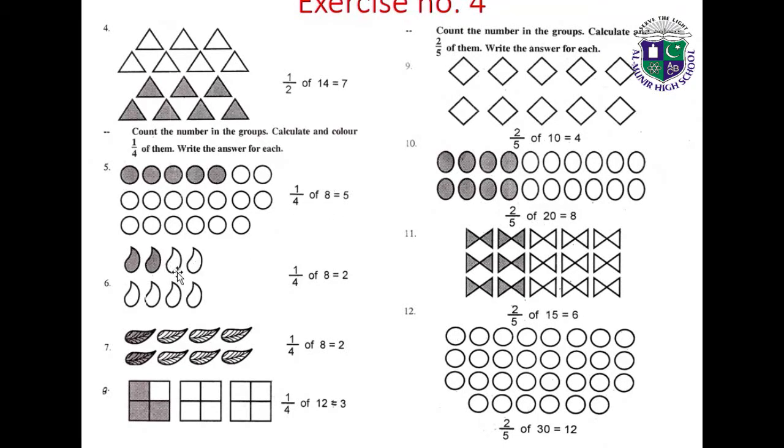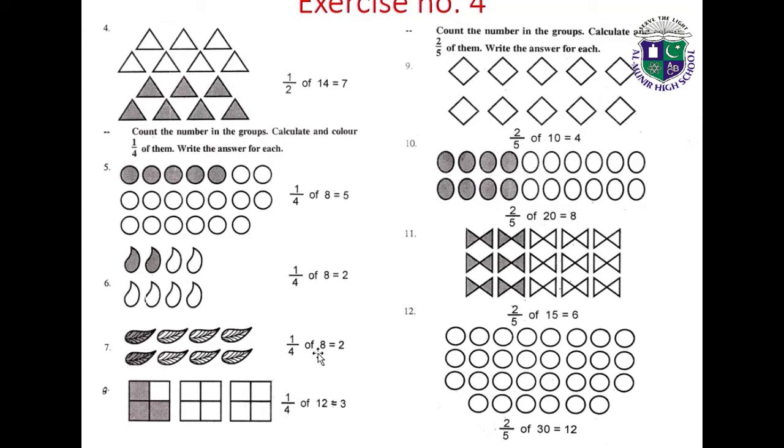The value of one by four of 8. Four twos are 8, two ones are 2. 2 is your answer. The answer is 2.